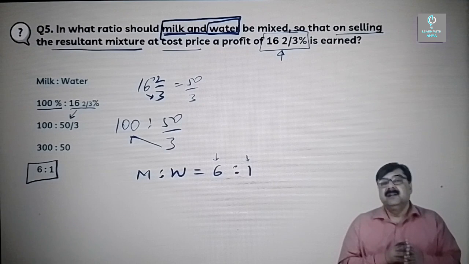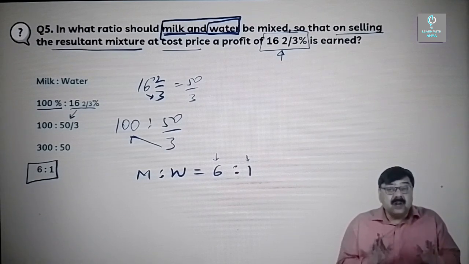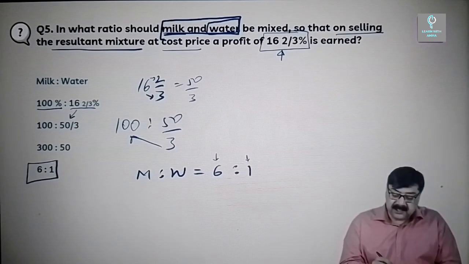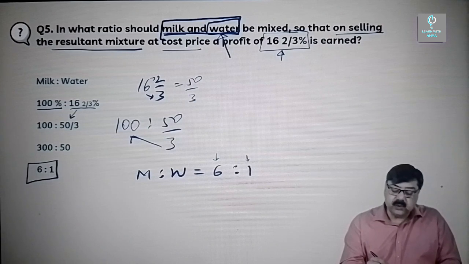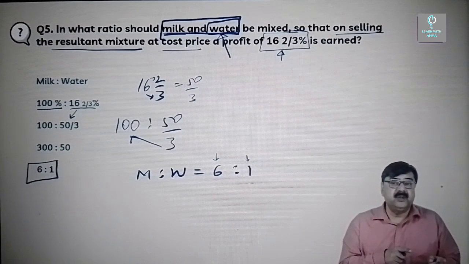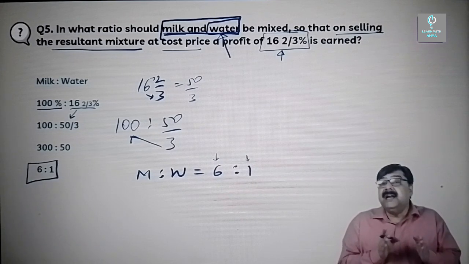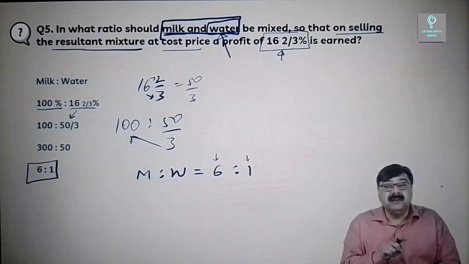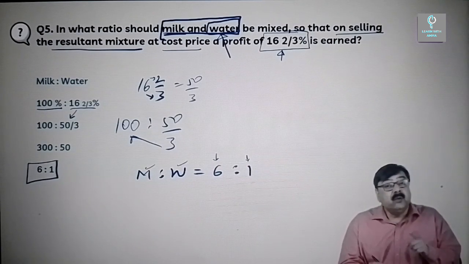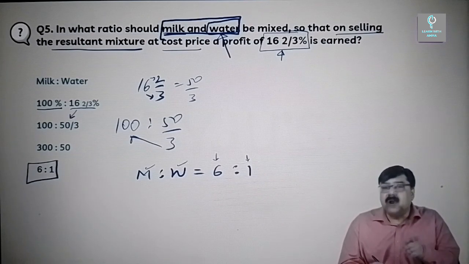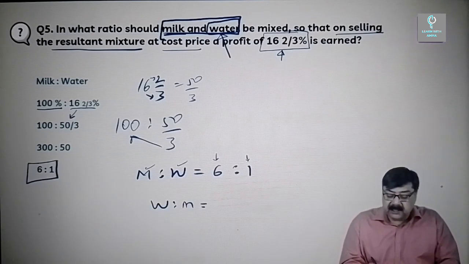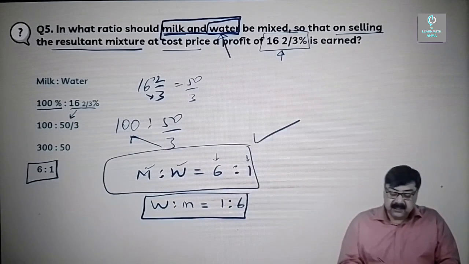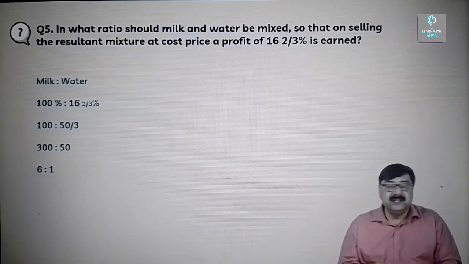They should be mixed together so that even if this mixture gets sold at cost price, still a profit of 16 2/3% would be made. If the question would have been, in what ratio should water and milk be mixed together? So kindly be alert and aware about the order in which these two items have been written. So first milk, then water. If the question would have asked the ratio between water and milk, in that case water is to milk should be in the ratio 1:6. So just be very careful. Your answer here is 6:1, not 1:6.